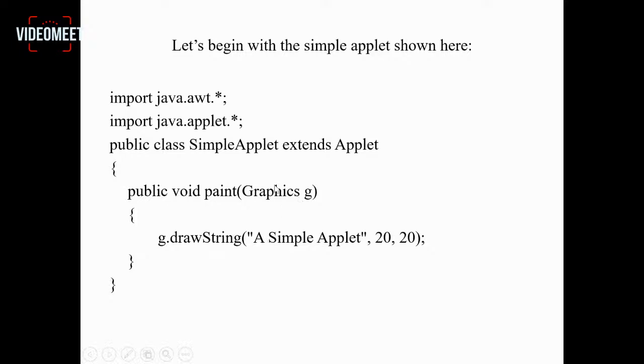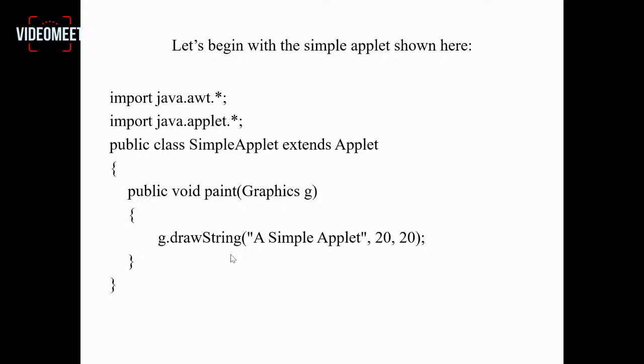And this paint method has a parameter which is an object of another predefined class called the Graphics class. This Graphics class is available in the AWT package. So that's why we are importing this AWT package. And this Graphics class contains a method called drawString. Just like drawString, to draw a rectangle you have a drawRect method. In that way, for different objects, you have different methods. We are not going to see all those methods. We'll simply see one simple applet because these are outdated concepts.